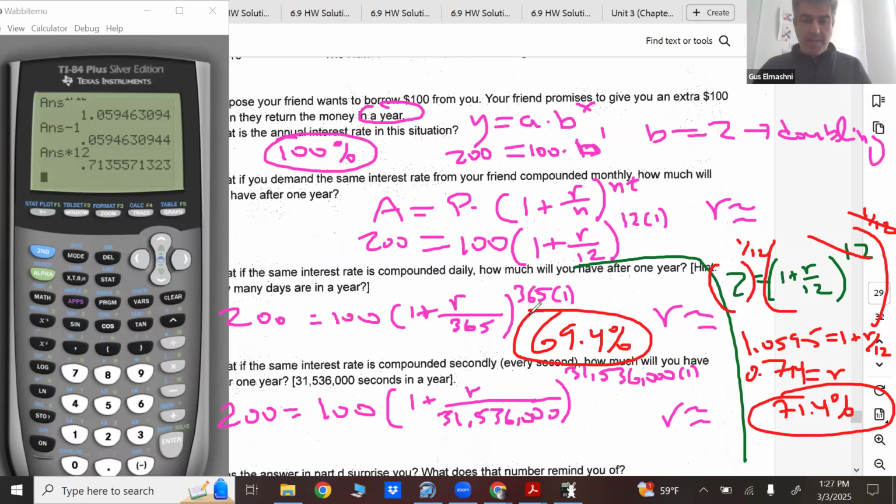And let's do it again. So 2 raised to the 1/31,536,000. Subtract 1, times 365. Oh, divide by 365 makes no sense. Times 31,536,000. Okay, so I get 69.3%. So it seems to converge after a while.